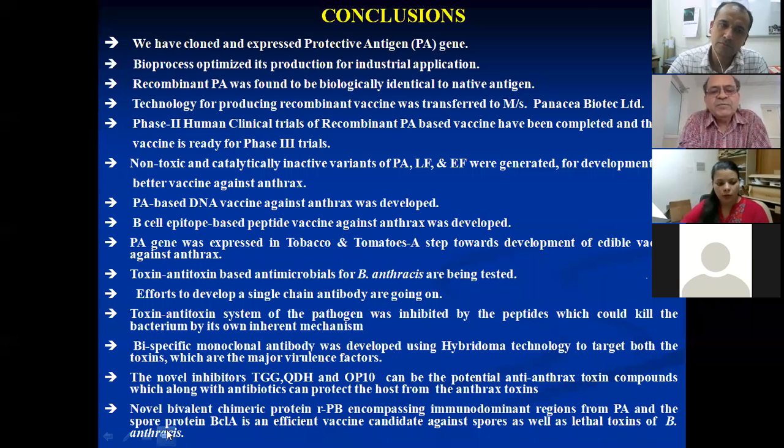The bispecific monoclonal antibodies were developed, which gave very good results in the mouse model, and now we are working on humanizing these antibodies. Certain novel inhibitors were selected, which gave 80% protection, and animal studies are going on. Any other points? Next slide, please.